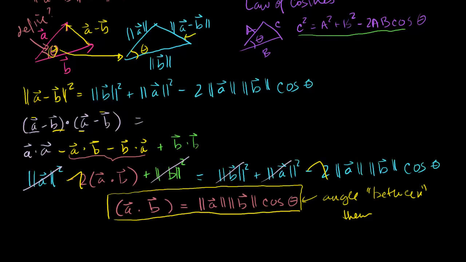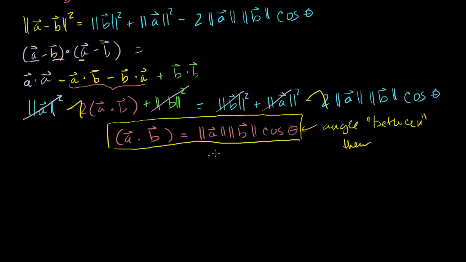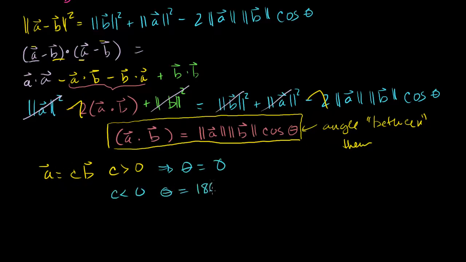And just to make it clear, what happens if a is a, and maybe it's not clear from that definition, so I'll make it clear here that by definition, if a is equal to some scalar multiple c of b, where c is greater than 0, we'll define theta to be equal to 0. And if c is less than 0, so a is collinear but goes in the exact opposite direction, we'll define theta to be equal to 180 degrees.